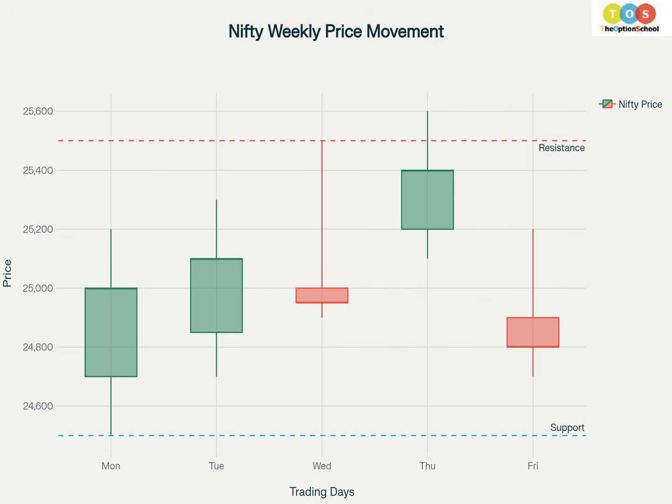Here I have shown you a weekly price chart, and for that particular week we have supposed that 25,500 has the maximum open interest on the call side, and similarly 24,500 has the maximum put OI, which will act as a support.